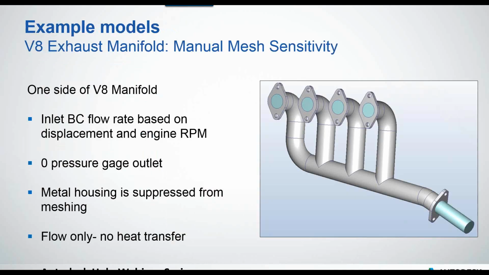All right, so I did a V8 exhaust manifold that I pulled off a GrabCAD. On the inlet side, basically where the exhaust gas would go from the cylinders, I had a flow rate. I just did a quick hand calc based on displacement and engine RPM and set all those, and then a 0 pressure on the outlet.